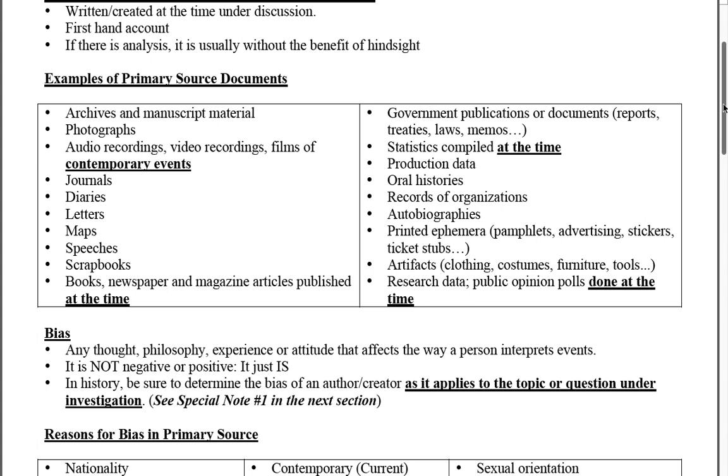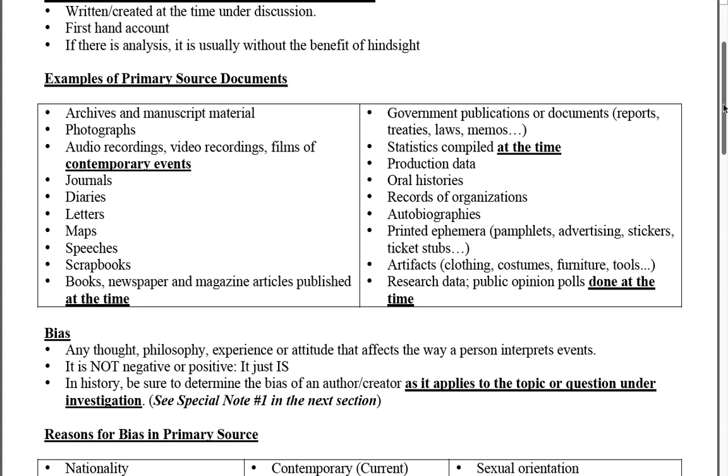Photographs, audio recordings, video recordings, or films of contemporary events, journals, diaries, letters, maps. Maps can also be a secondary source, and I will discuss that in just a few minutes when we talk about secondary sources. Speeches, books, newspapers, and magazine articles published at the time. Oral histories. Oral histories you hear a lot of, particularly in Native American culture. Oral histories are generally histories that are either transcribed or passed down from generation to generation. In modern time, they're often recorded or filmed.